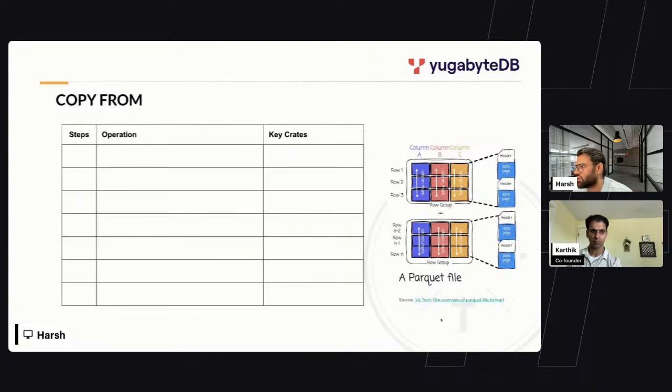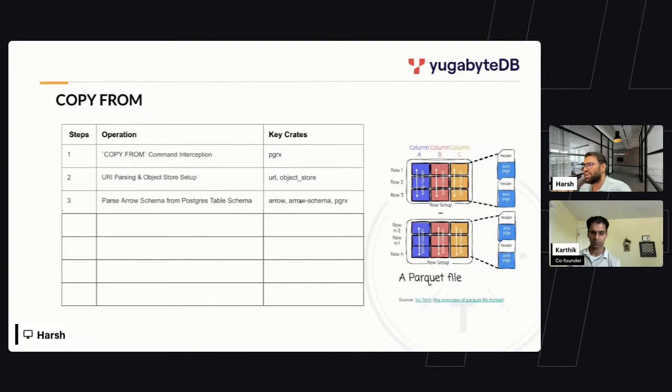Similarly, let's see what steps are taken in a COPY FROM command. The initial few steps are similar to COPY TO. We have the COPY FROM command interception, figure out the URI, and set up the object store. And in COPY FROM also, we extract the Arrow schema from the Postgres table schema into which the Parquet data is to be written.